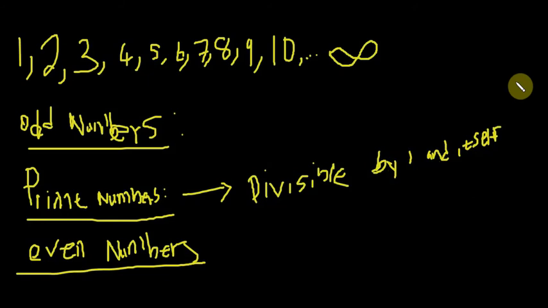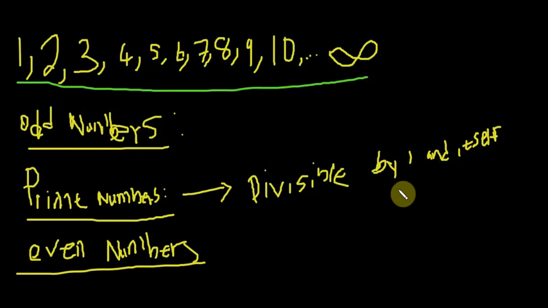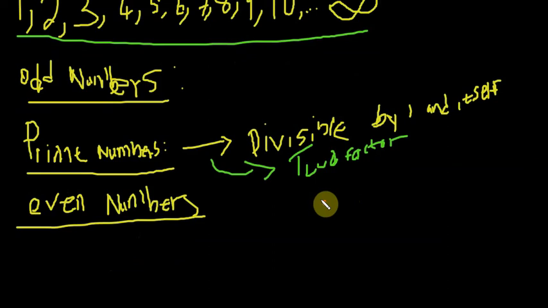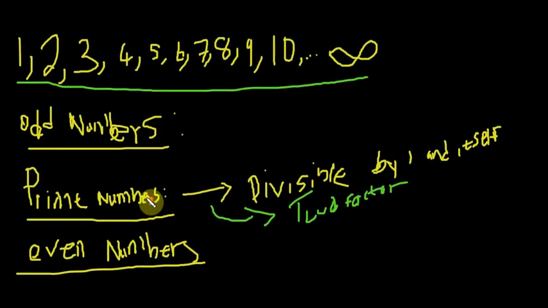Okay, so for example, from the list of numbers up there, can we list the numbers that only have two factors? In other words, numbers that are only divisible by 1 and itself. Prime numbers only have two factors. If the number has more than two factors, then it's not a prime number. Let's list down numbers that are divisible by 1 and itself from the set of numbers we are given there.